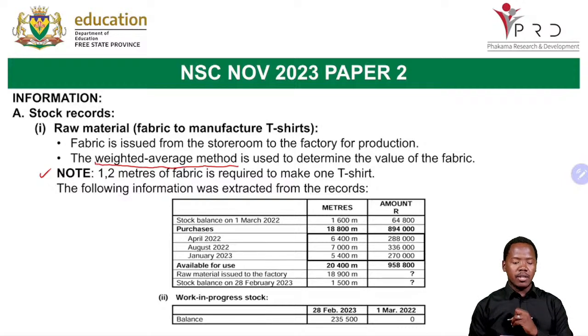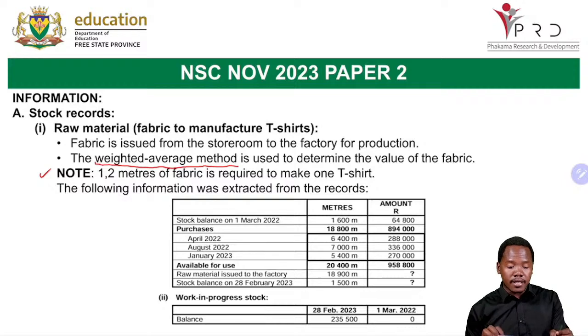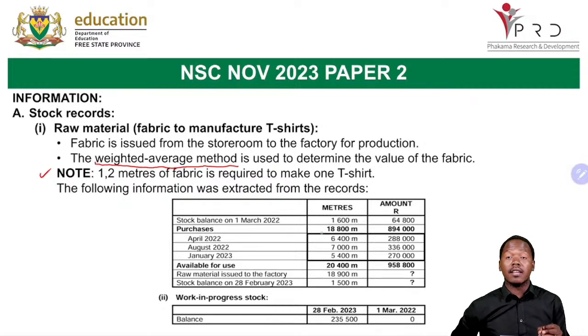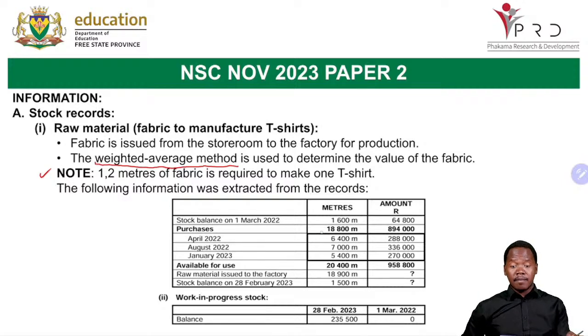And then here's the information. We are given our information, our stock records. These are our records given to us. And these records are stated in meters as well as in a rand value amount. We have our stock balance at the beginning, which is 1,600 meters. M stands for meters, which equals 64,800. And then we have the total purchases of 18,800 meters. The total amount there is 894,000.